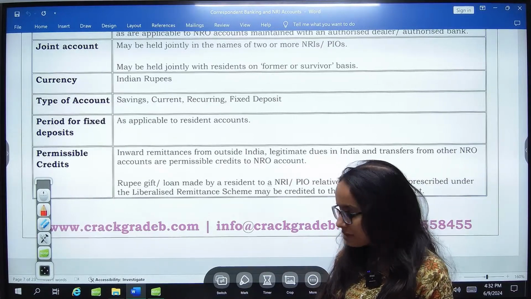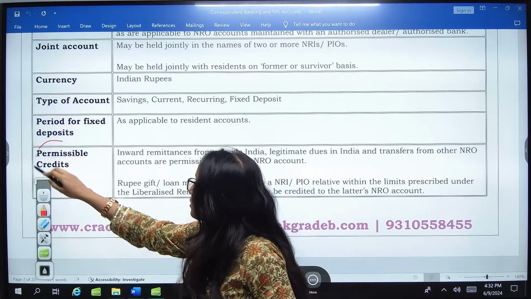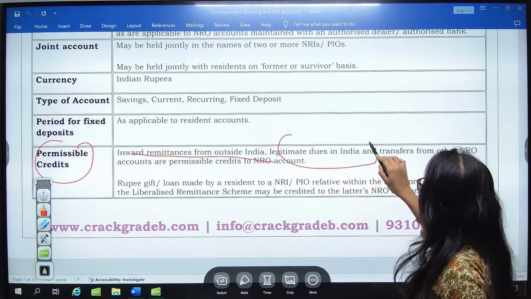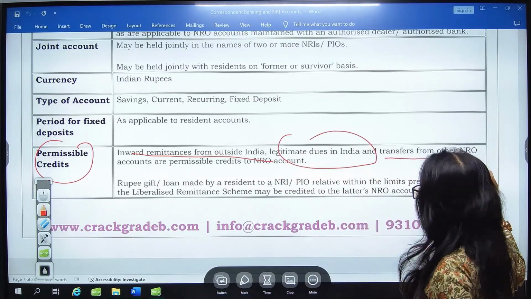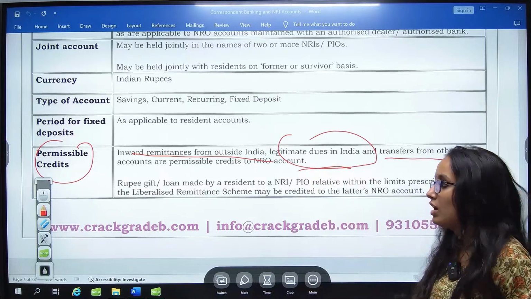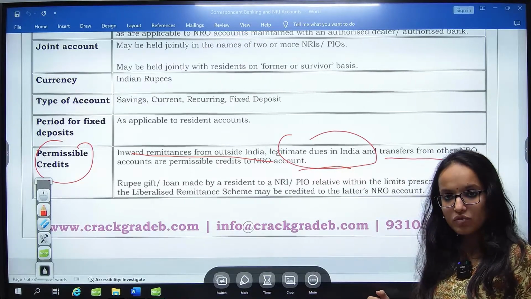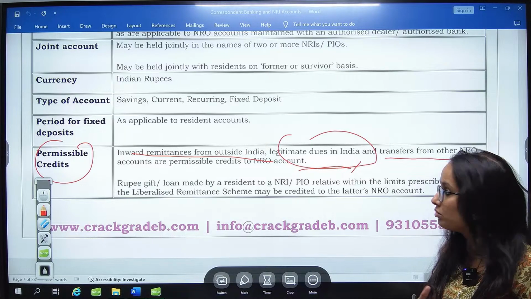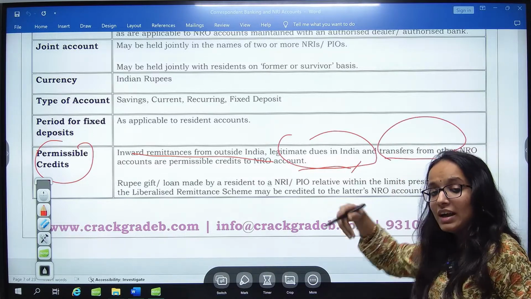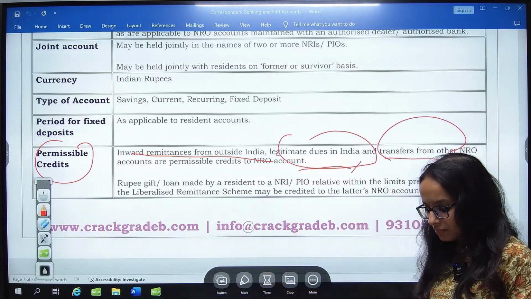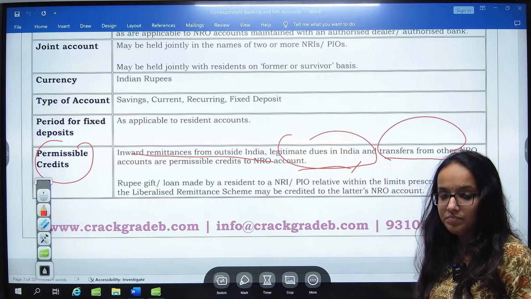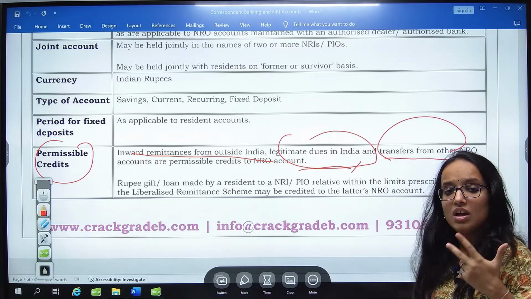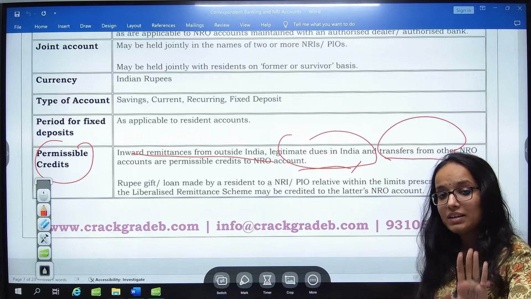Now, permissible credits. What are the permissible credits? Again, inward remittances from outside India, legitimate dues in India and transfers from other NRO accounts. Any inward remittances coming from outside India, any dues in India accruing to your account, and transfers from another NRO account holder. If another NRO account holder transfers something to this account, these are all permissible credits.